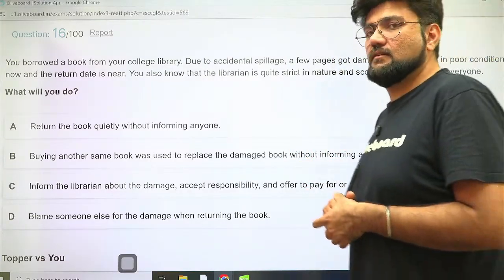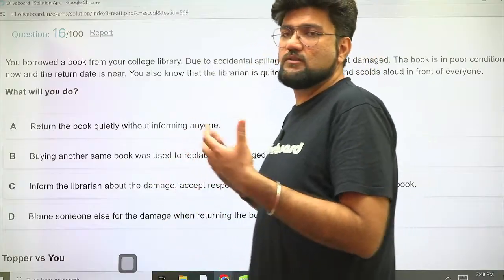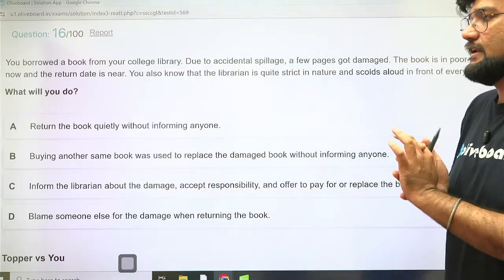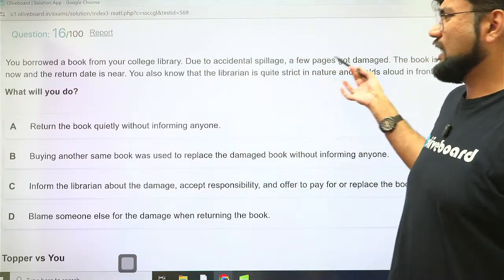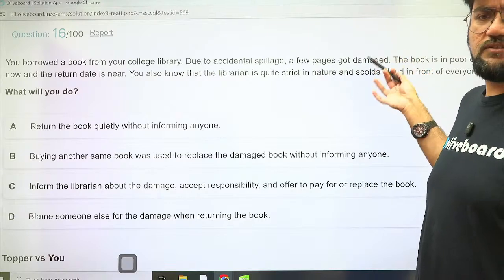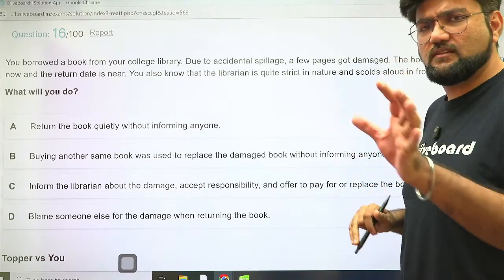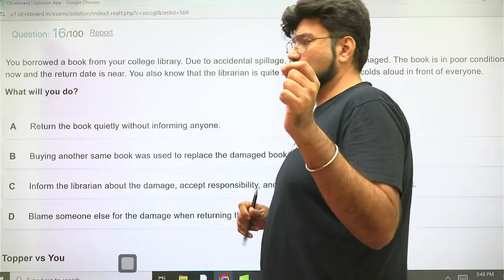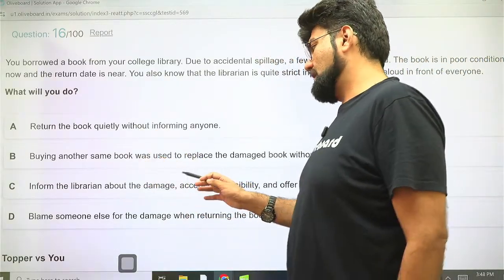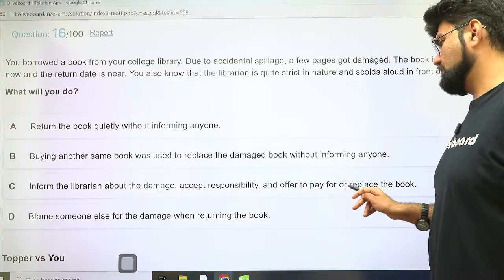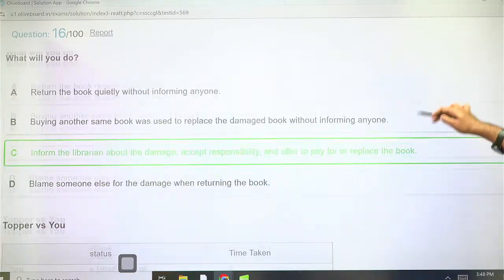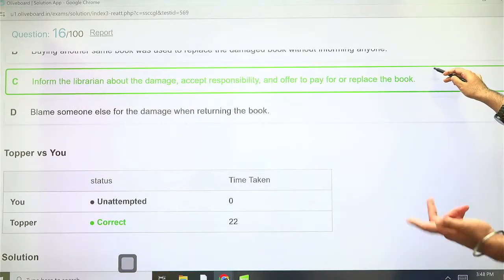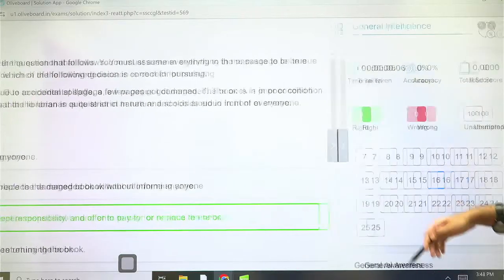Inform the librarian, take responsibility, take ownership that yes, I did commit an error and I'm ready to rectify it. No matter what kind of a person he or she is, whether the person scolds or not, the consequences are something which you should not be bothered about. If you have committed a mistake, own up to it. So inform the librarian about the damage, accept responsibility and offer to pay to replace the book. Option C is the correct answer here. Blame someone else, obviously that's also not right. 22 seconds. Next.